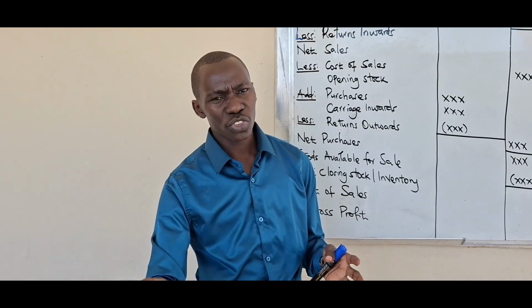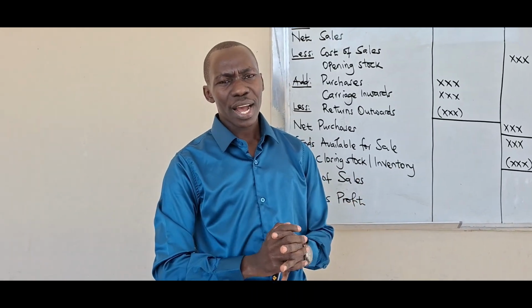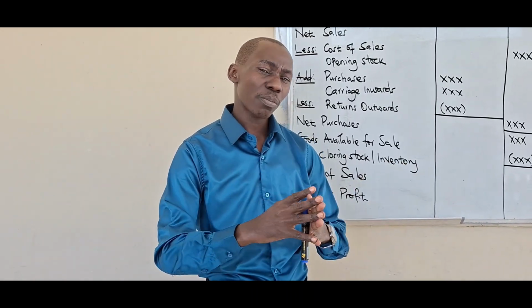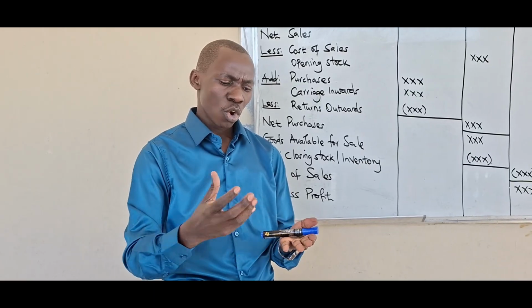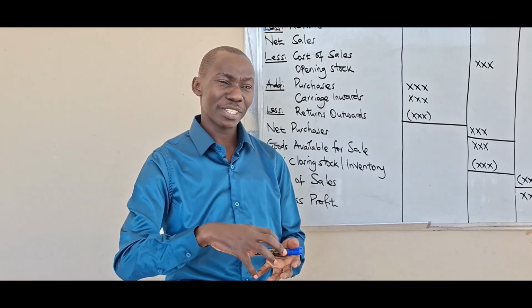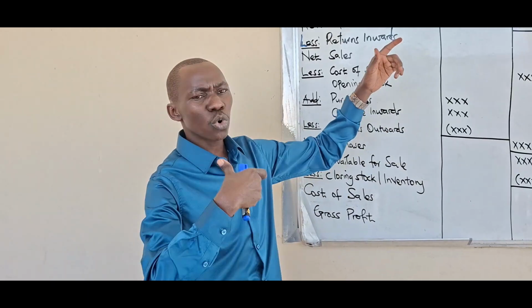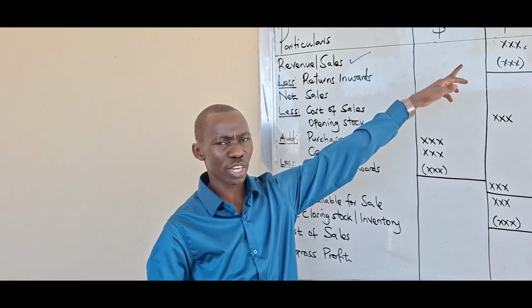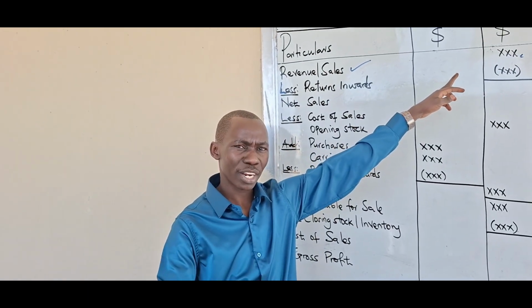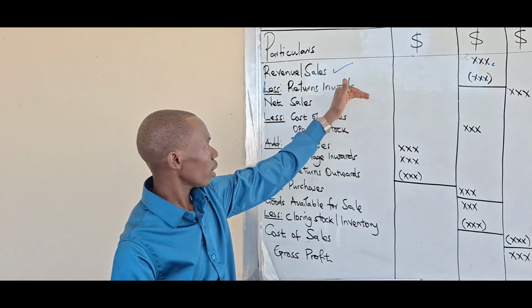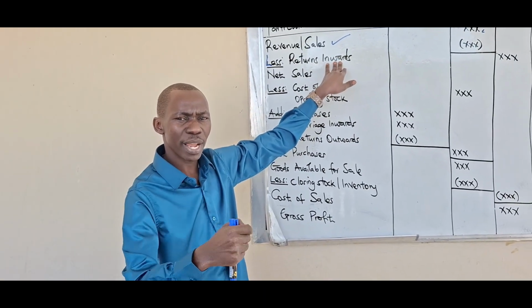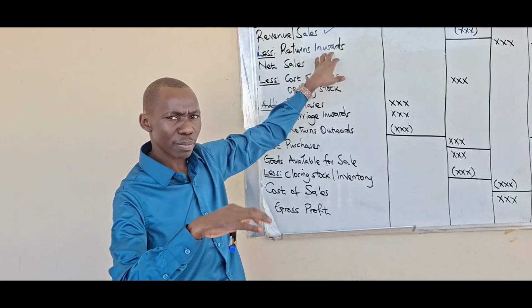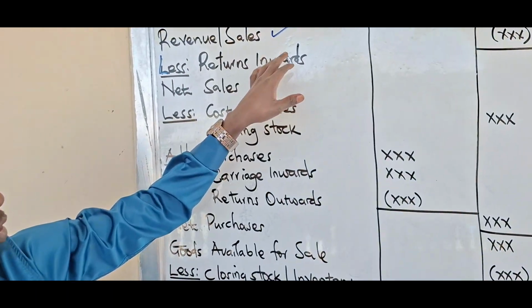Suppose you sold the goods and you have already recorded your sales, and along the way, a customer brings back the goods, in the form of what we call returns inwards. Once someone brings goods back to the business, what do you do? You cannot continue to consider your total sales as maybe 10,000 or 150,000. You go ahead and subtract any return made by the customer. Goods being returned by the customer, you subtract.